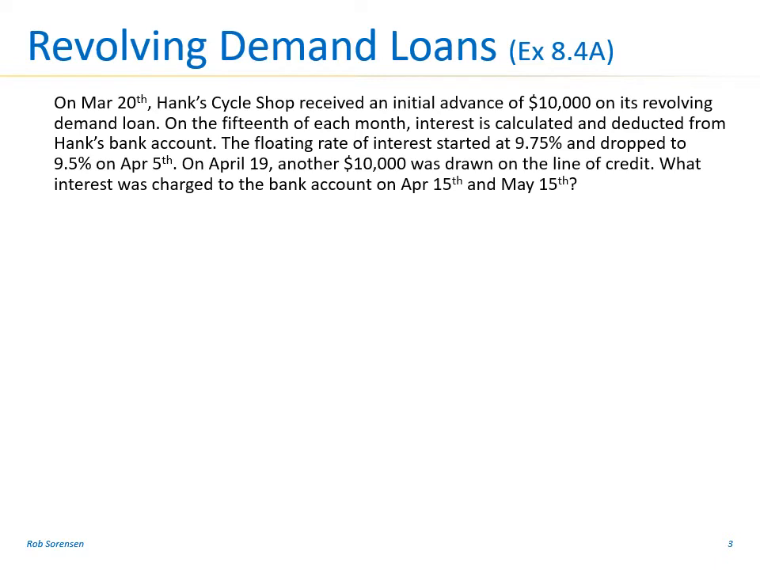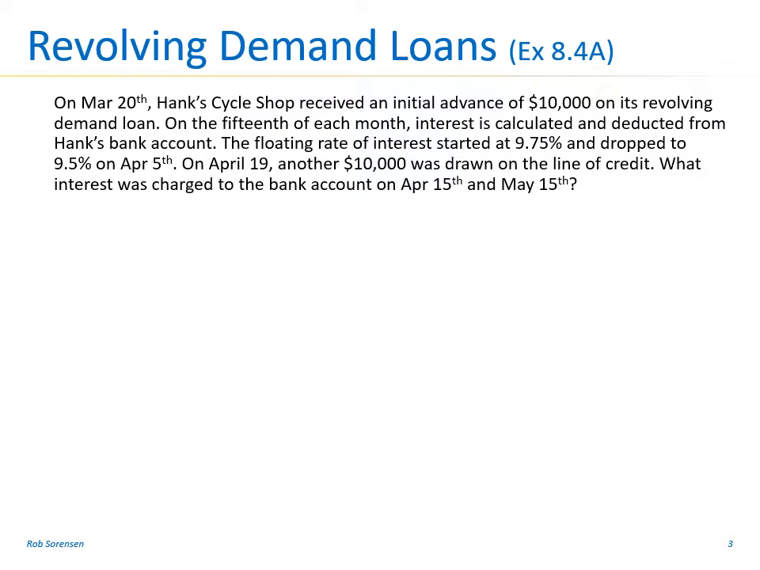Let's have a look at an example. On March the 20th, Hank's Cycle Shop received an initial advance of $10,000 on its revolving demand loan. Now, on the 15th of each month, interest is calculated and deducted from Hank's bank account. The floating rate of interest started at 9.75%, and it dropped to 9.5% on April the 9th, and on April the 19th, more stuff happened. Hank borrowed another $10,000 on his line of credit. What interest was charged to the bank account altogether on April the 15th and then again on May the 15th?